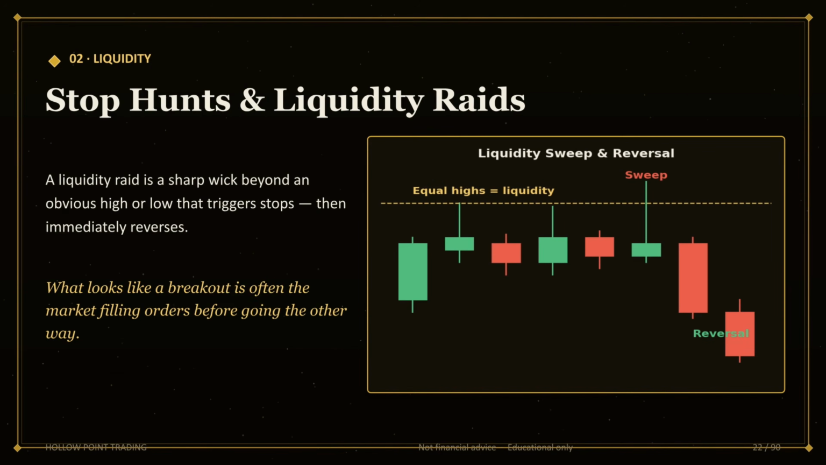A liquidity raid, or stop hunt, occurs when price sharply wicks beyond an obvious level to trigger stop orders before immediately snapping back. Don't mistake this for a breakout. It is often the market fueling a reversal.